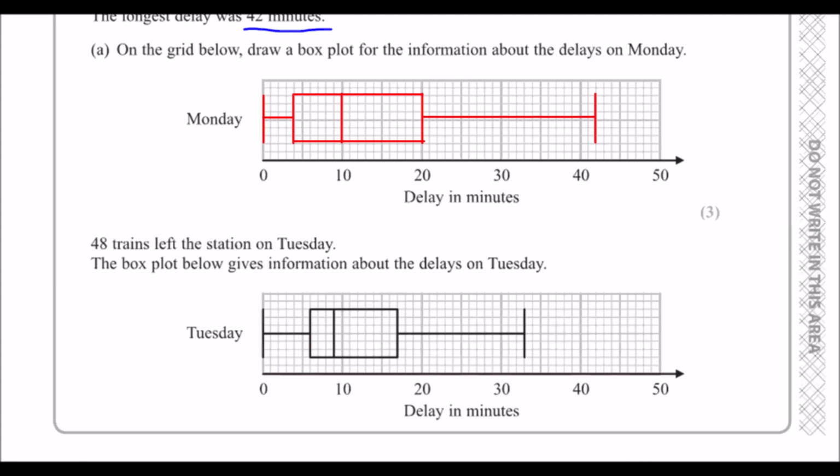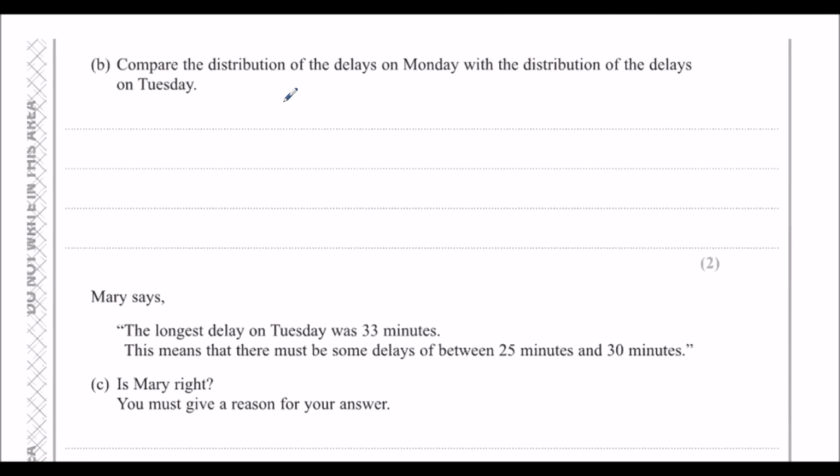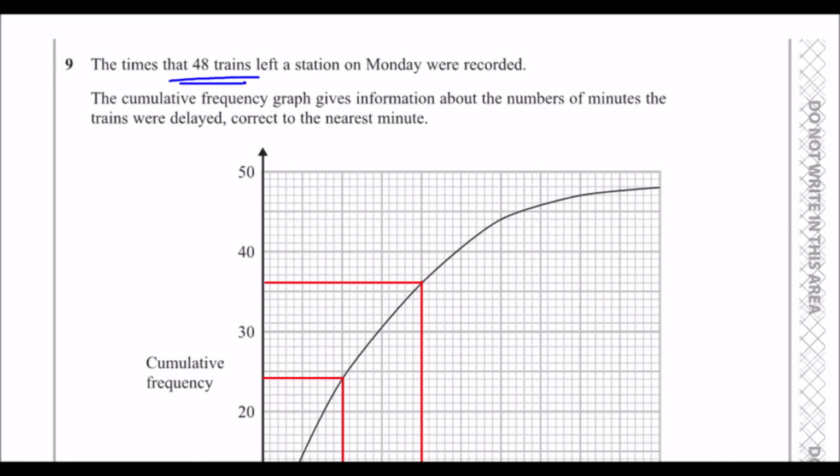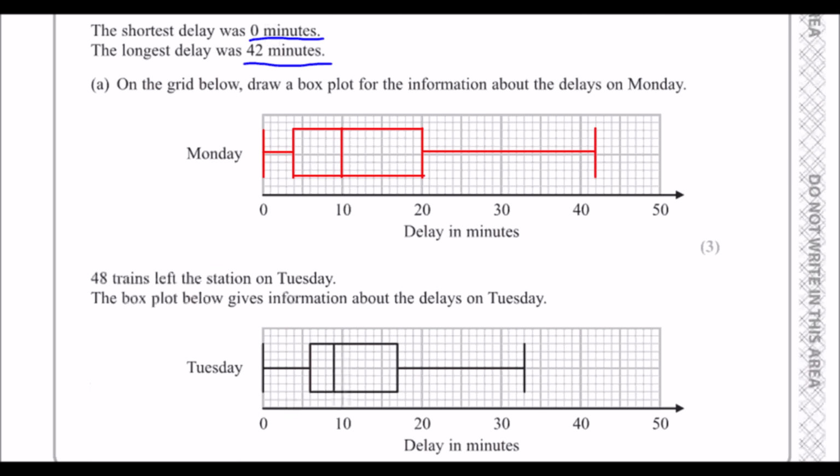48 trains left the station on Tuesday. The box plot gives information about the delays on Tuesday, and we're going to be asked to compare them. Compare the distribution of delays on Monday and Tuesday. So when we're asked to compare box plots, we compare the median and we compare a measure of spread. So compare the median and compare the interquartile range.